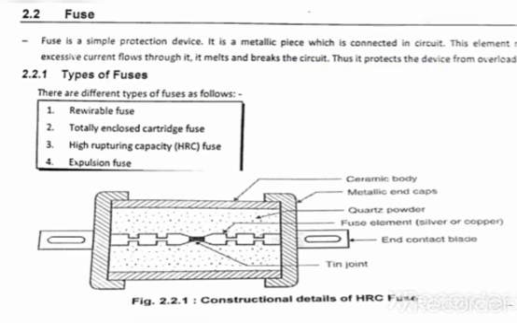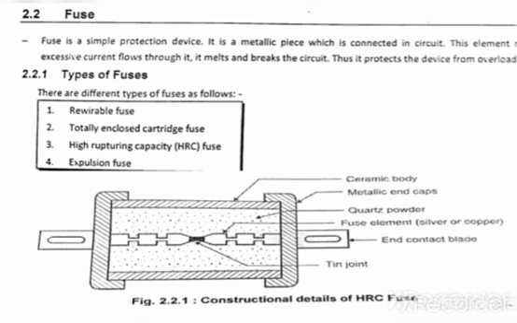There are mainly four types of fuses. The first one is the rewirable fuse. The second is the totally enclosed cartridge fuse. The third one is the HRC fuse, and the fourth is the expulsion fuse. Out of these four types of fuses, we are discussing the HRC fuse. HRC means high rupturing capacity fuse.